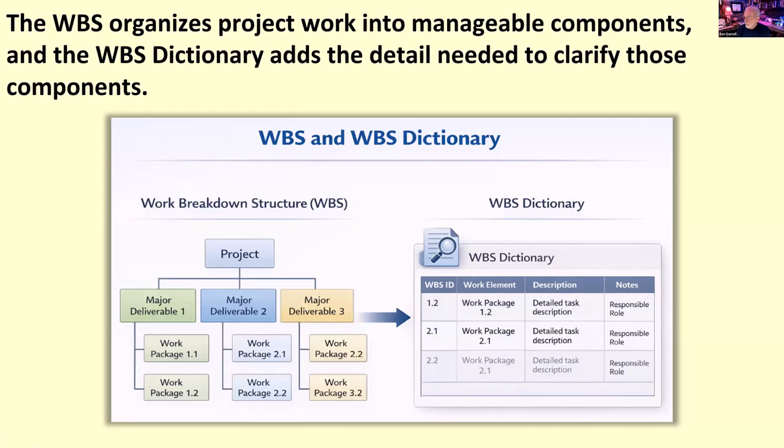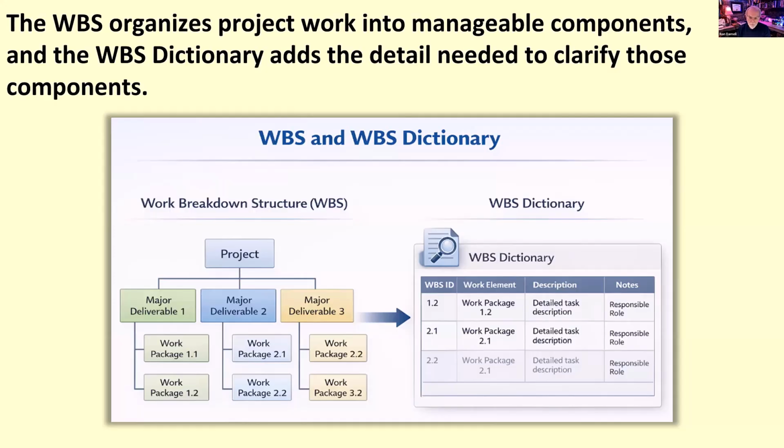But we also have the WBS Dictionary here, which is what they're showing over here. The WBS Dictionary supports the work breakdown structure by adding explanatory detail for the work elements. While the WBS provides the structure, the dictionary helps clarify what each component means, what's included, how that work package or deliverable should be understood. In practice, it reduces confusion and supports more consistent communication among stakeholders.